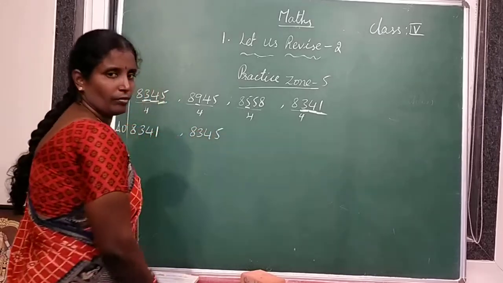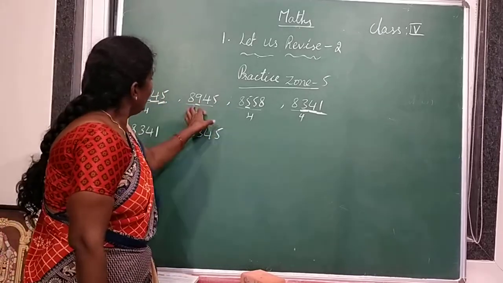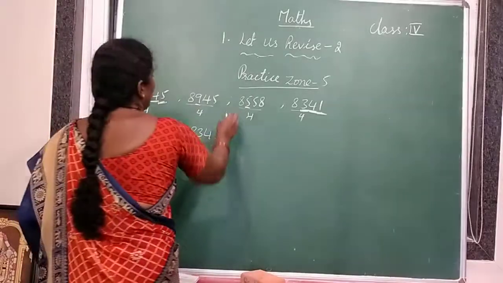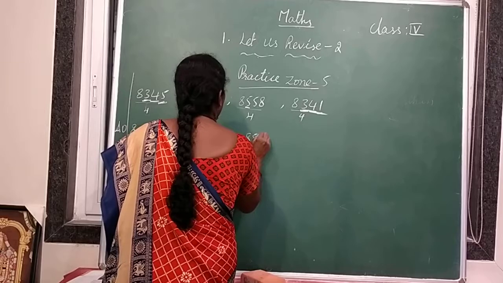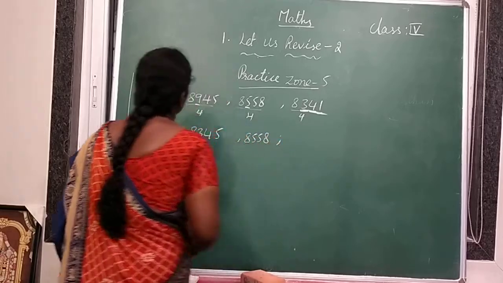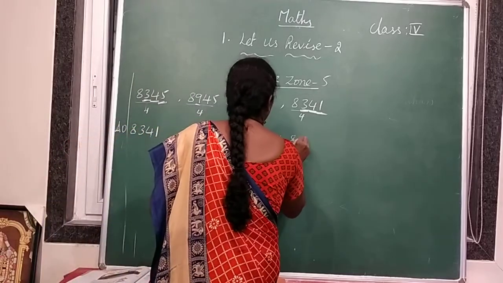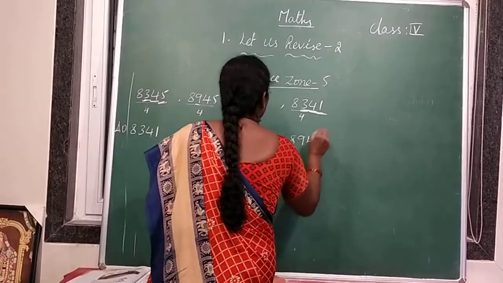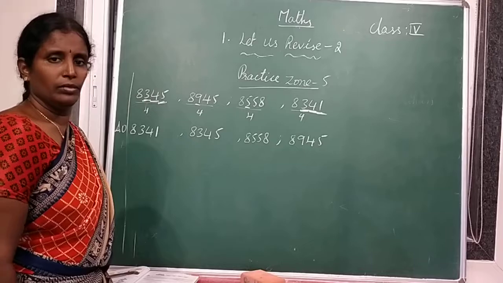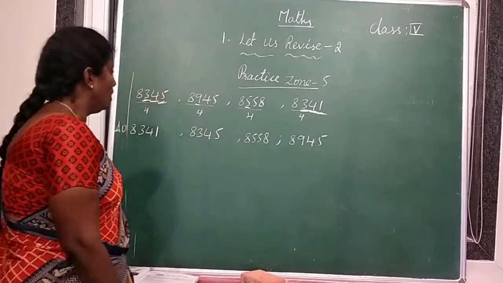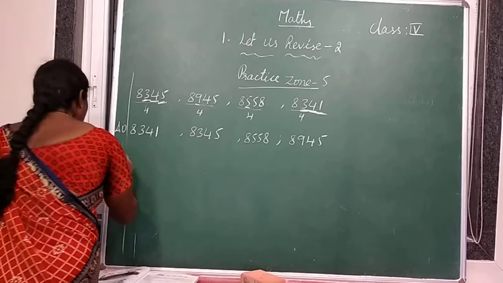8345. Now in 9 and 5, which one is smaller? Yes, 8558 is smaller. After that 8945. That's all. Understood? 8945. Understood? And go for next question.